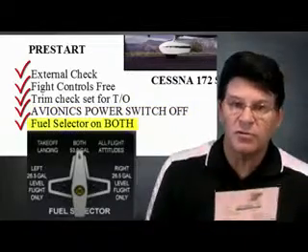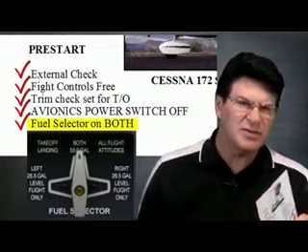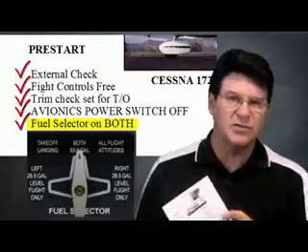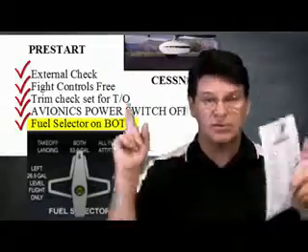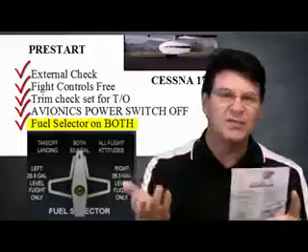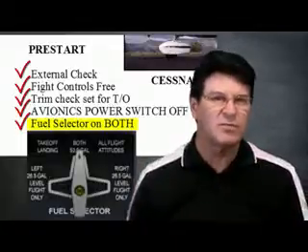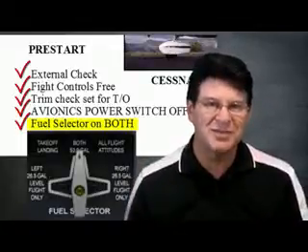Fuel selector on both. This is a check to ensure we have the safety of both wing tanks for fuel during takeoff. There's fuel in both of those tanks, gravity fed. And if there were a malfunction in one of them, we would still have fuel from the other. That's the idea behind it.